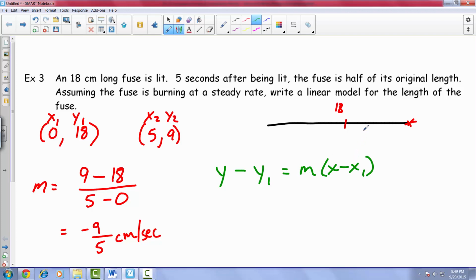And again, we're trying to construct a linear model that represents the length of this fuse. So going ahead and substituting our variables in, 0 would act as our x1, 18 would act as our y1. When we throw this in the point slope formula, we end up with y minus 18 is equal to our m, which is negative 9 fifths, times x minus our x1, which is 0.